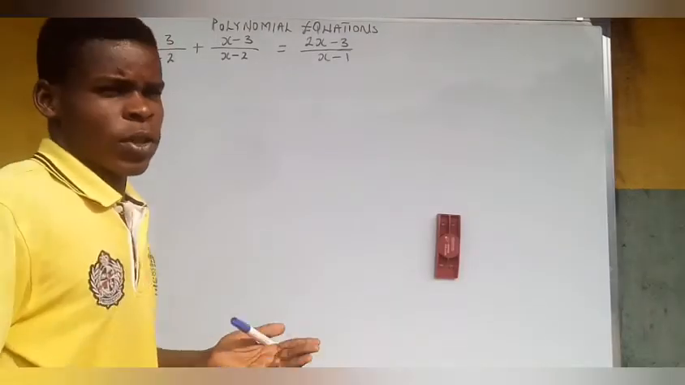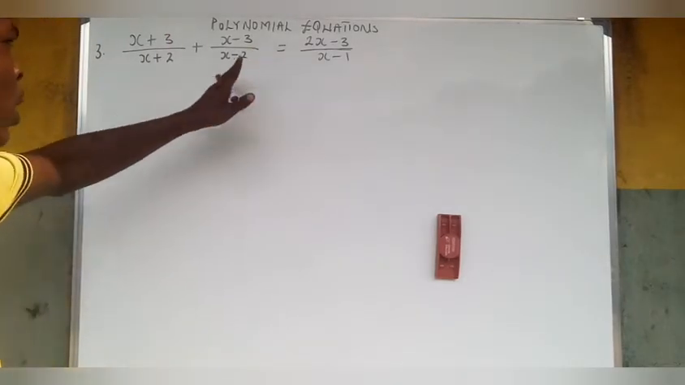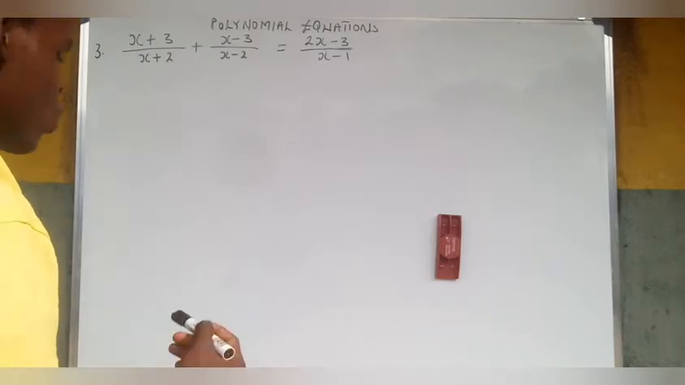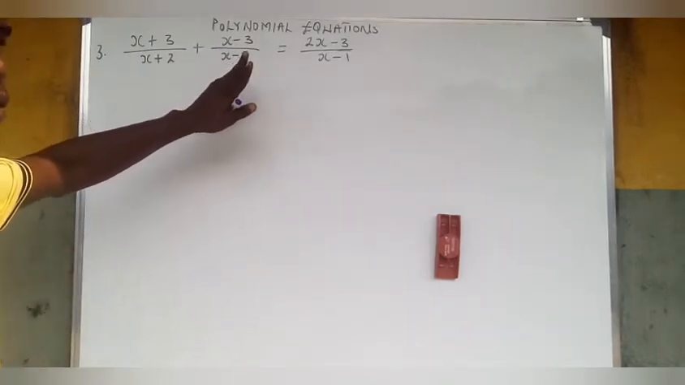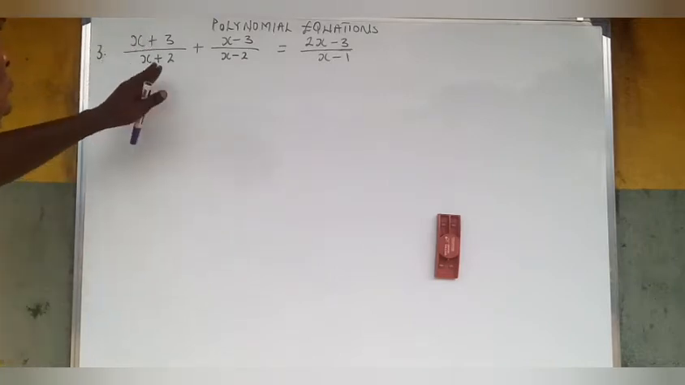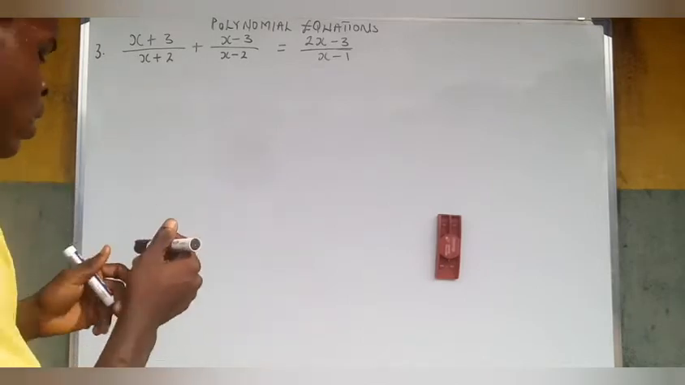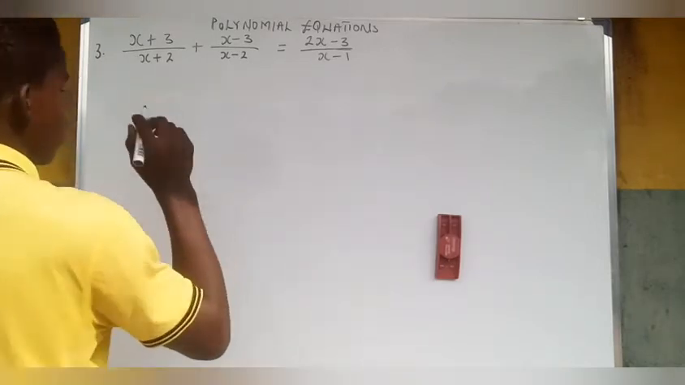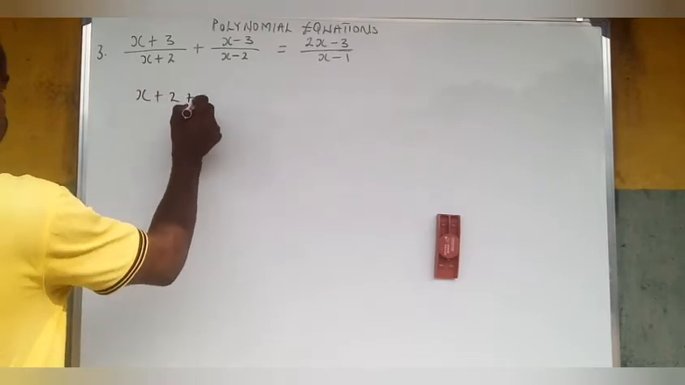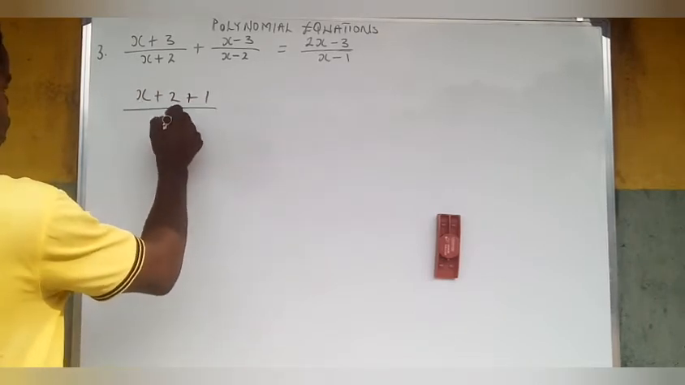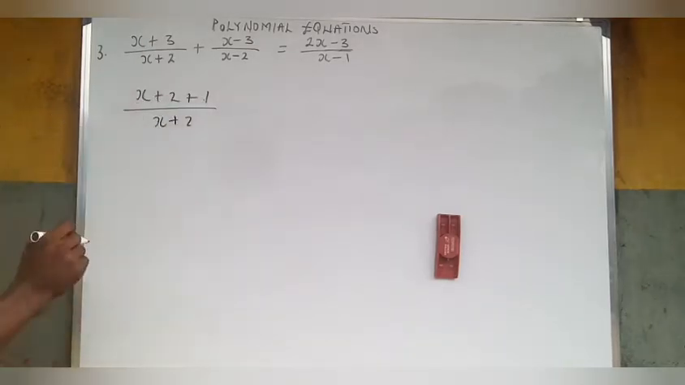And now is our final question. Let's look at this equation. Now, I am not going to find the LCM of these two denominators at first. What I'm going to do first is rearrange this by splitting the fraction. Let's split these fractions by first saying x plus 2 plus 1 over x plus 2. In place of 3, I split it into 2 and 1.